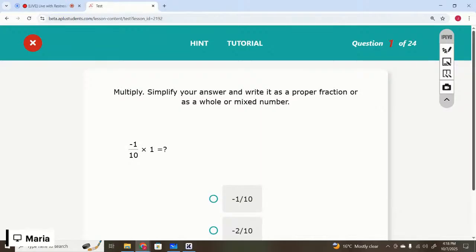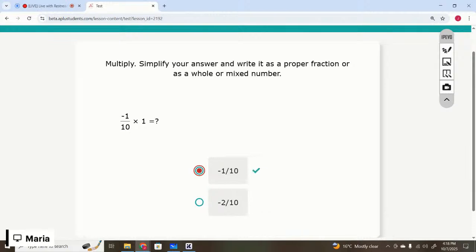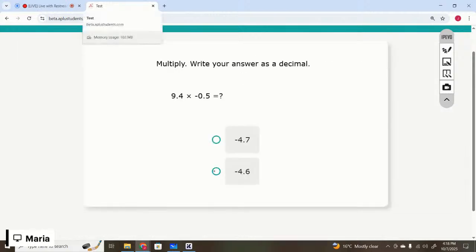Negative 1 by 10 times 1. So multiplying a positive and a negative number means the answer is negative. So that is negative 1 over 10. Option number 1 is the correct option.